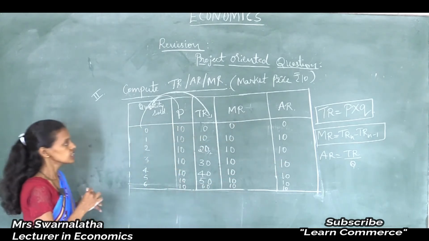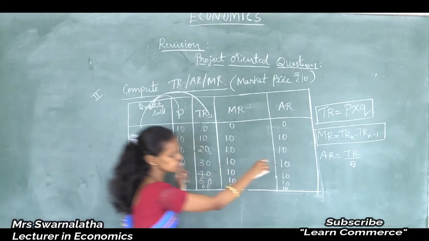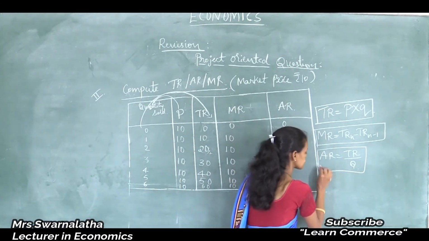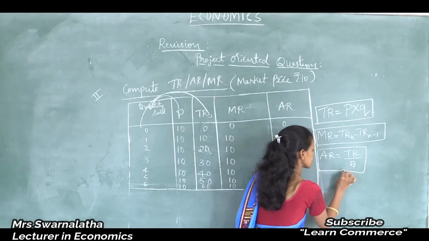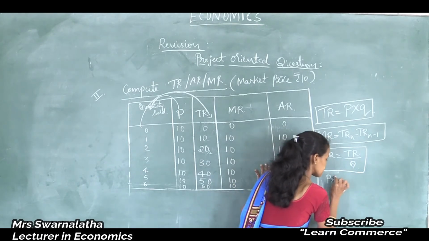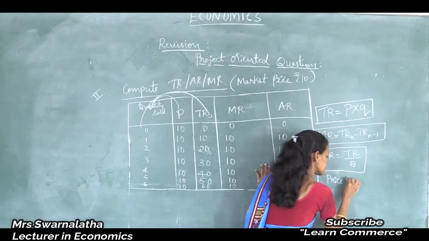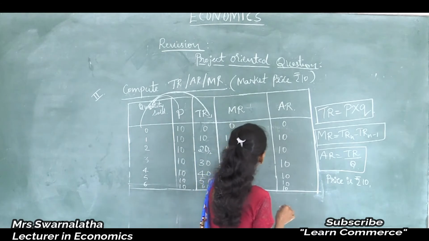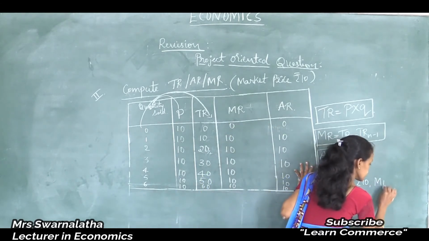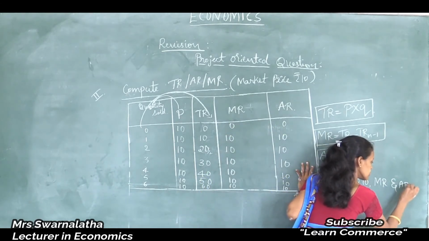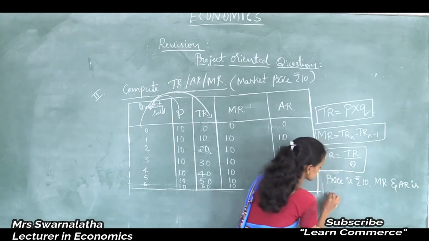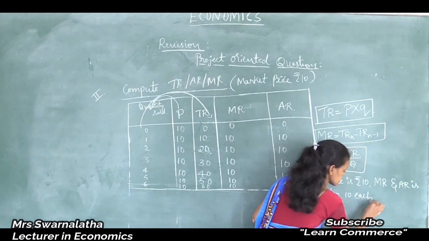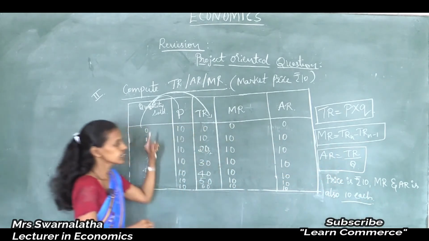Thus you can see the price is 10 each, then marginal revenue and average revenue are also 10 each. So here you should use these three formulas to find the values, and you should write: suppose the price is rupees 10, MR and AR are also 10 each.